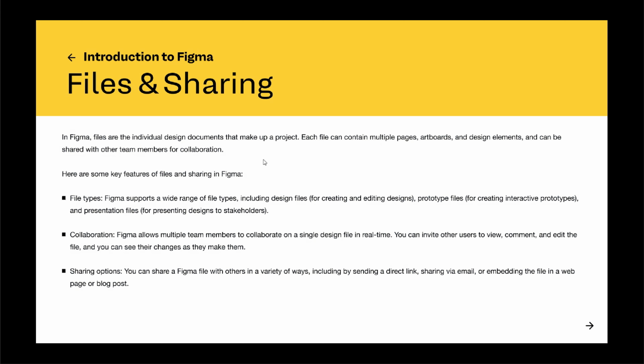In Figma, files are the individual design documents that make up a project. Each file can contain multiple pages, artboards, and design elements, and can be shared with other team members for collaboration. Some key features of files and sharing in Figma.